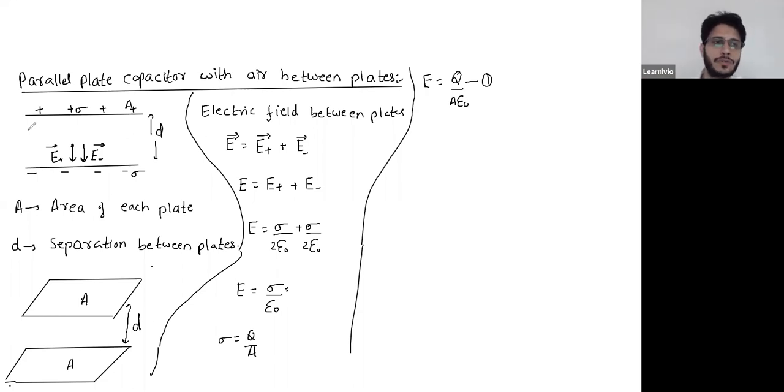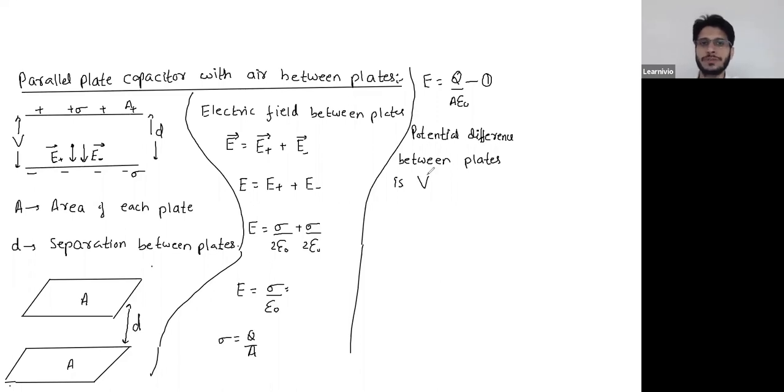Next, you have to calculate the potential difference. Say this plate is positively charged and this plate is negatively charged. So there is a potential difference in between the plates. The potential difference between the plates is V. This is the value of potential difference between the plates. You can relate electric field and potential difference in this way: E is minus of delta V over delta R. This negative sign gives the direction of field, but right now we are just interested in magnitude.